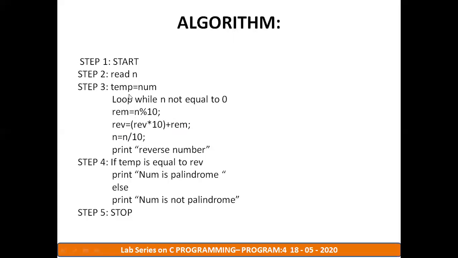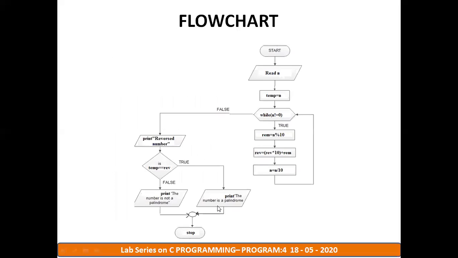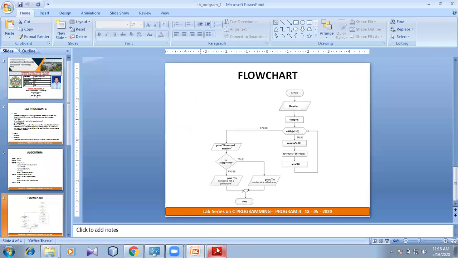And if temp and the calculated reverse value are the same, that is, if temp is equal to reverse, then we print that the number is a palindrome, or else we print that the entered number is not a palindrome. So this is the flowchart of the given program. Let us see the actual program of experiment number 4.